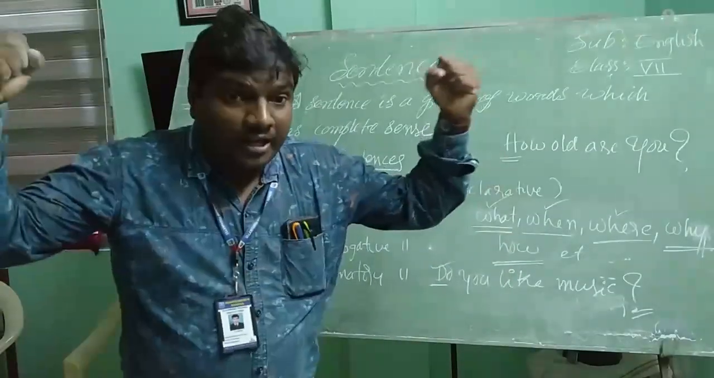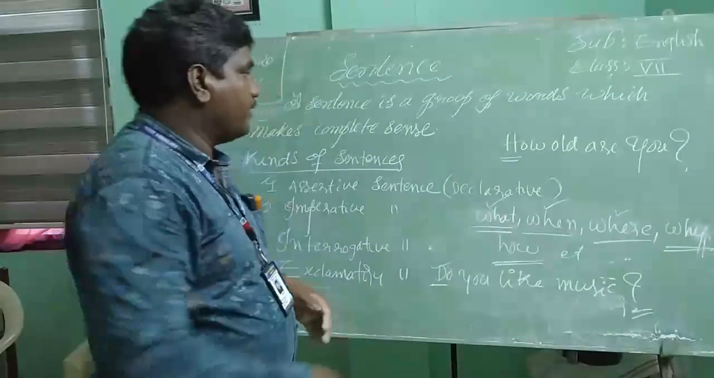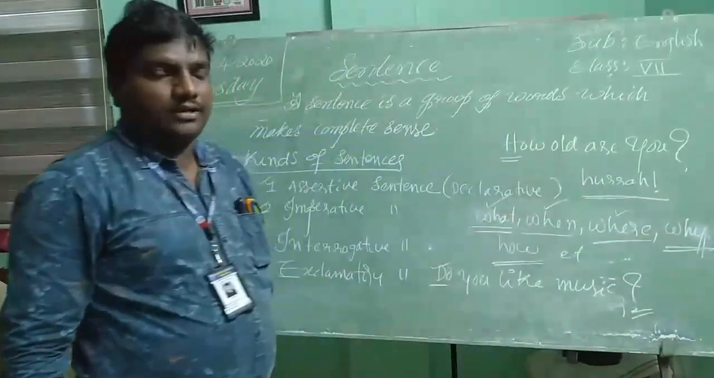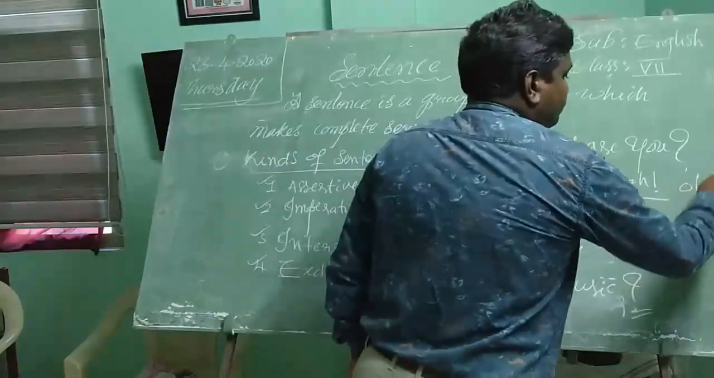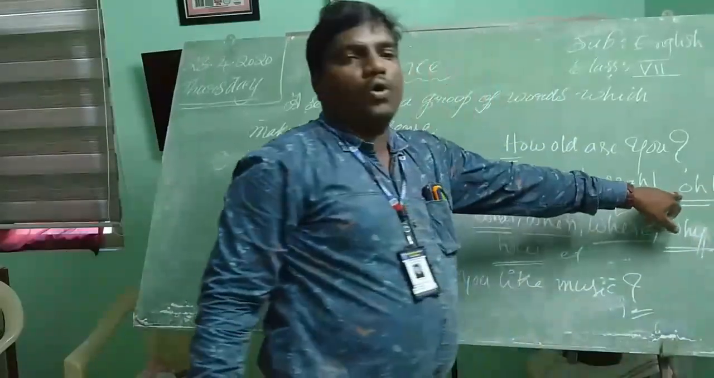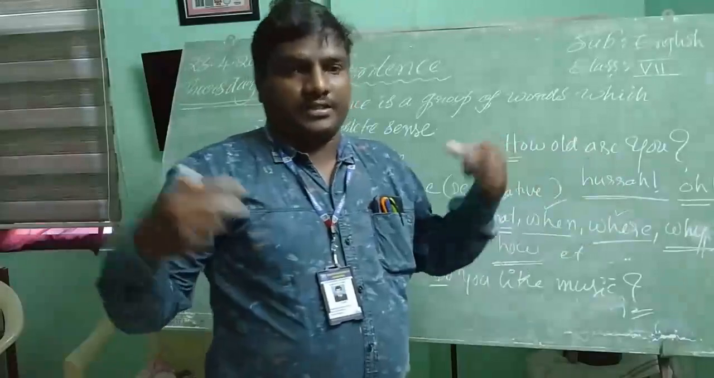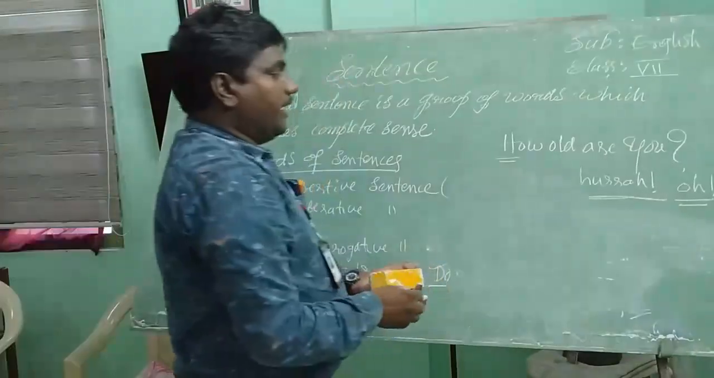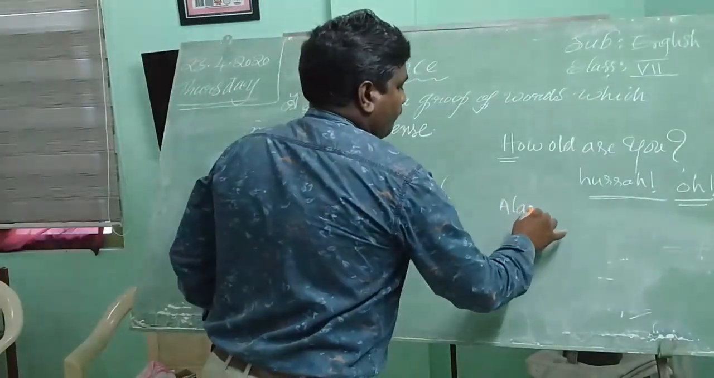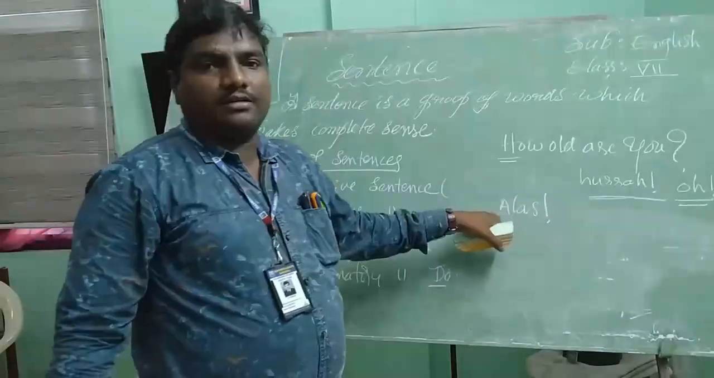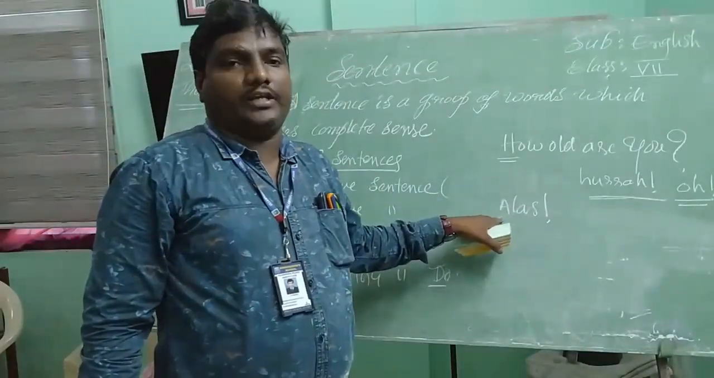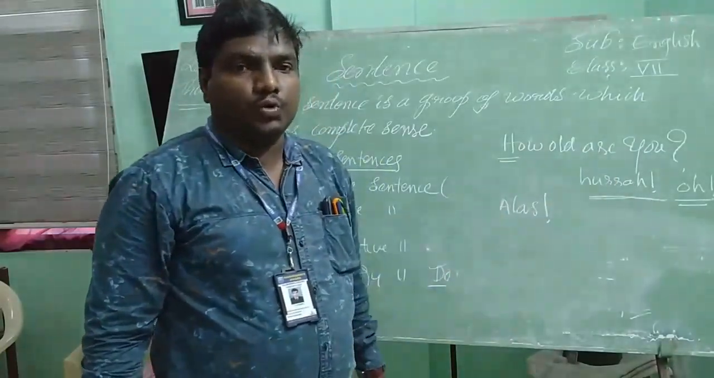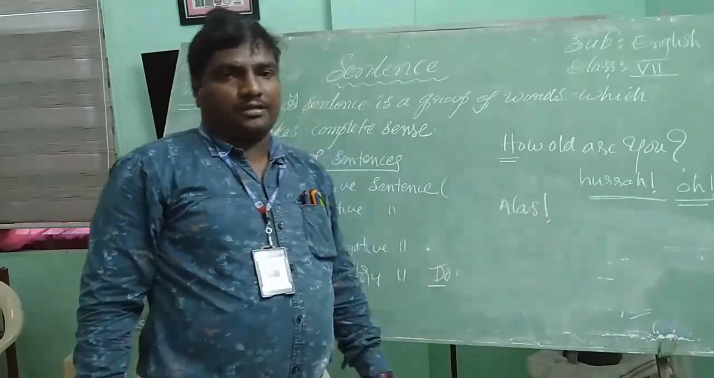For example, hooray, I won the match. Here, hooray indicates happiness. Next, oh. For example, the word oh indicates surprise. Oh, what? Like that. Next, alas, which indicates sadness, sad feelings. In this way, these are the expressions: hooray, oh, what, alas, oops. These are the examples of exclamation.